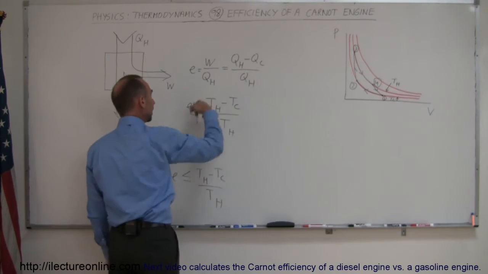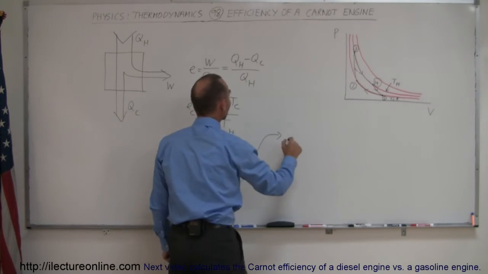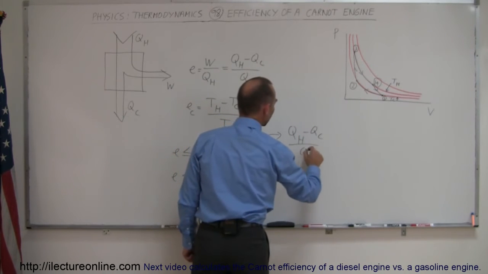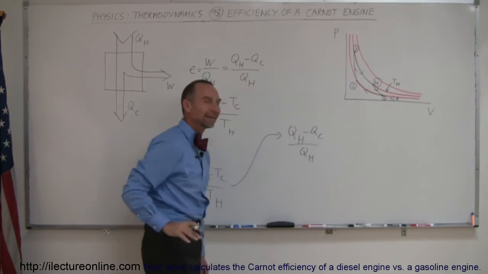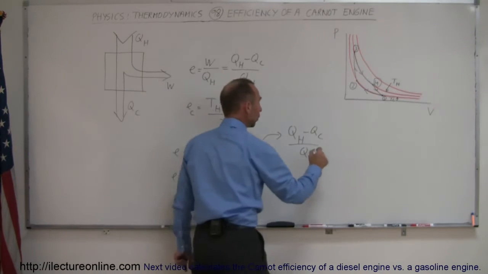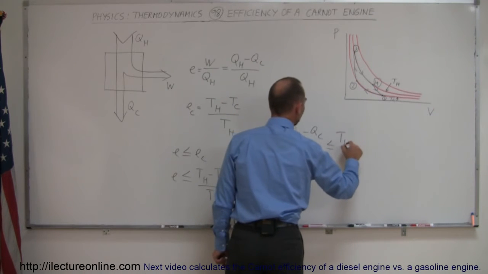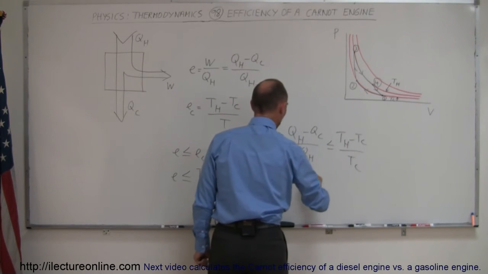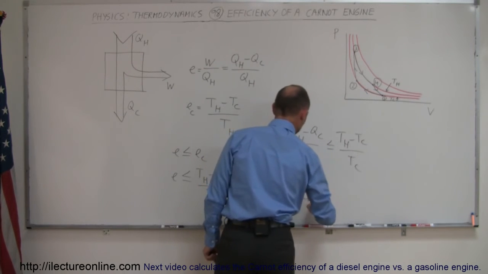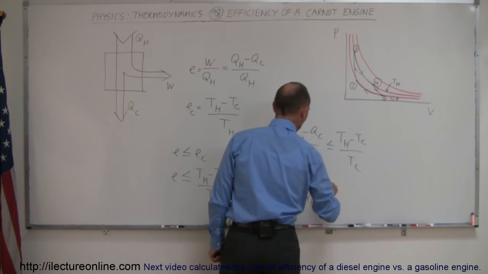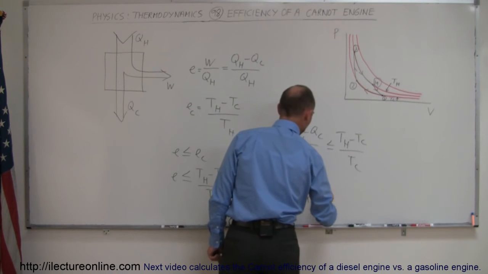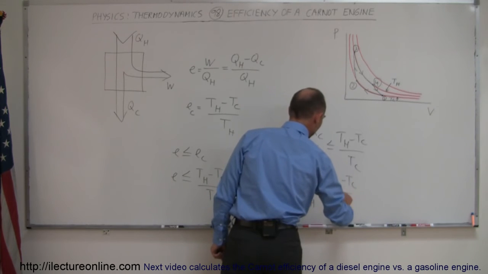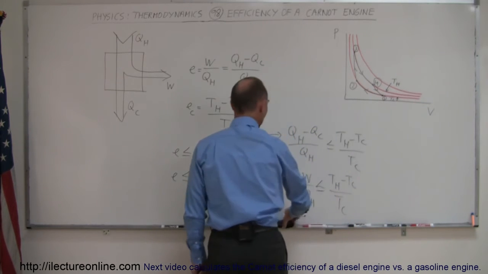And if you then plug that part of it in, you can always say that Q hot minus Q cold divided by Q hot, which is the efficiency calculated for any engine, is always going to be less than or equal to T hot minus T cold divided by T hot, or the work done by any engine divided by the heat received from the hot reservoir is always going to be less than or equal to T hot minus T cold divided by T, and I should say T hot.